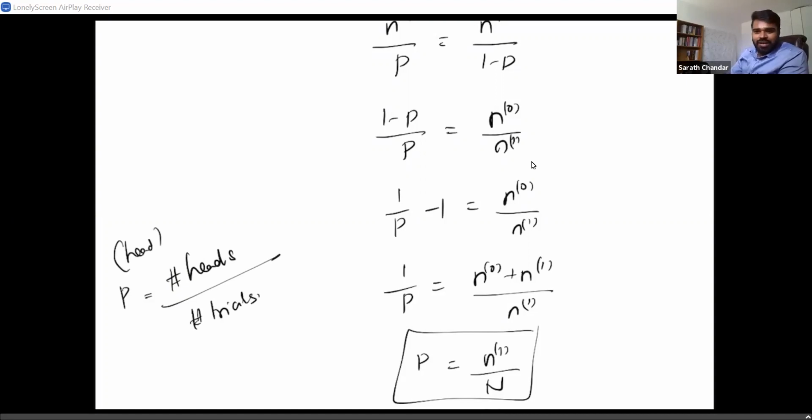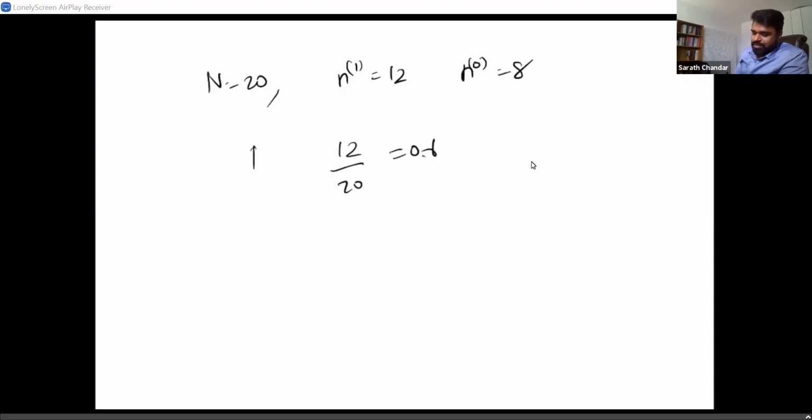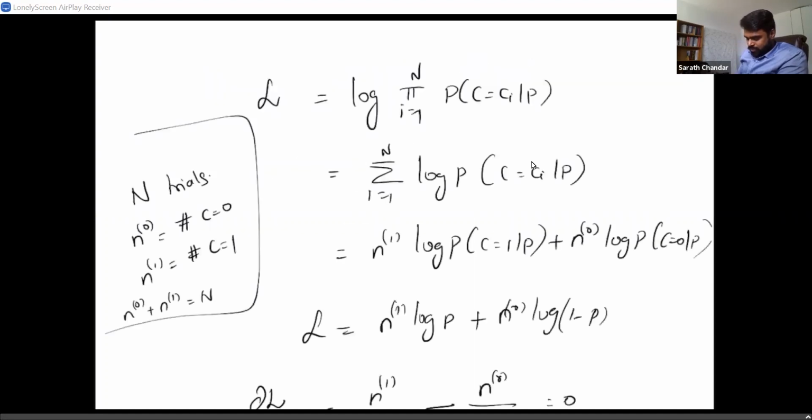So for example, I tell you that I did 20 trials and 12 times it was head and 8 times it was tail. I ask you what is the probability that the next trial is going to be head, then the probability is simply 12 by 20, right? So now this is exactly what the maximum likelihood estimator is doing. Okay, now let's go back to the Bayes rule.